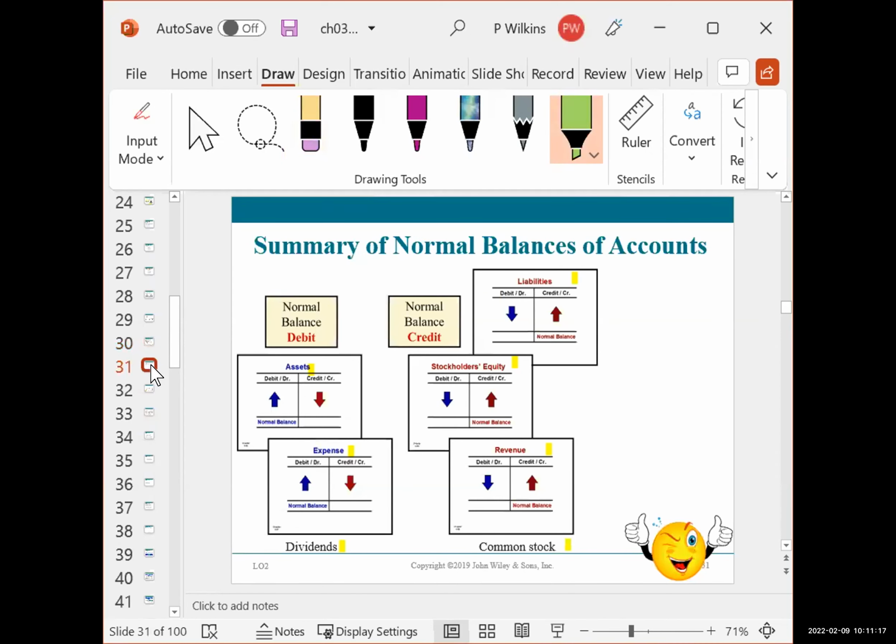Okay, so here's one example that you might put together to have on a cheat sheet, or on your notes for the test. I'm going to show you a better way to combine them together, but this is just one way to look at it. The normal balance side are the assets, the expenses, and the dividends. The normal balance side on the credits are the liabilities, stockholders' equity, revenue, and the common stock. Okay.